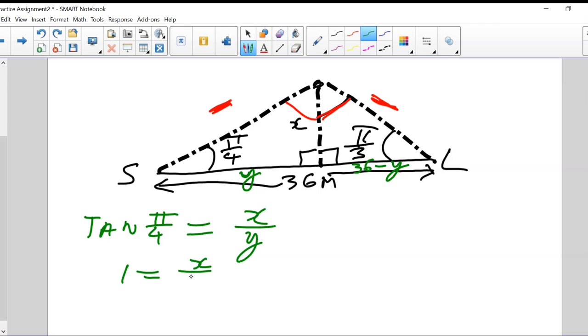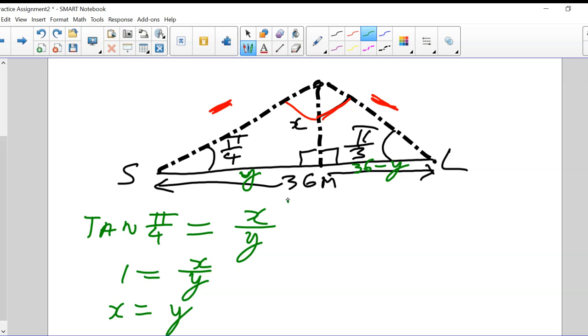1 equals x over y. You know what this means? If I were to isolate the x, what is x equal to in that case? If I were to get the x on its own, what's x equal to? Since 1 is equal to x over y, x is equal to y. And the fact is that this triangle on the left is actually an isosceles triangle. Right? Pi over 4 in each corner. The one on the right is not an isosceles triangle. The one on the left is.